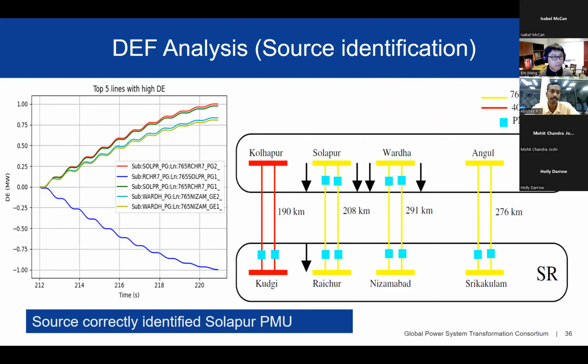And again, the DEF for all the lines are plotted. And here we can clearly see that the Sholapur to Raichur line has the highest slope and is in the positive direction at Sholapur, which means energy flows from Sholapur to Raichur. And similarly, for all the interregional lines, we see the flow is from western region to southern region, indicating that the source of oscillation is somewhere in the western region.